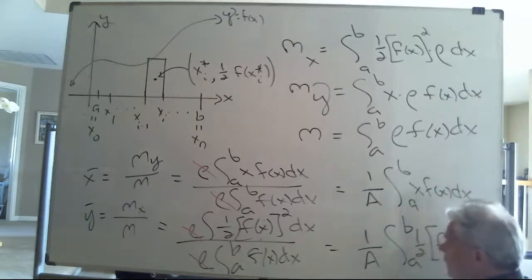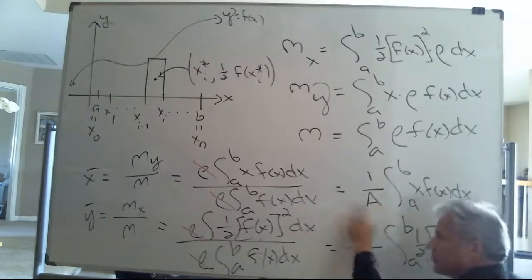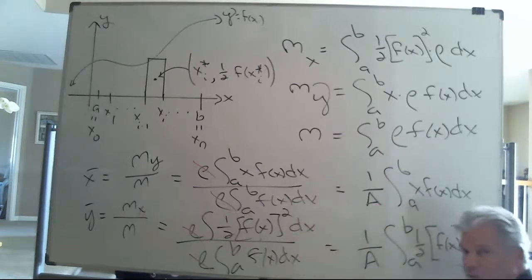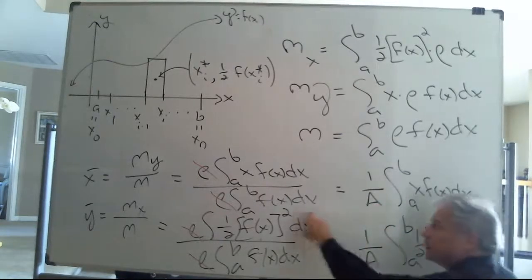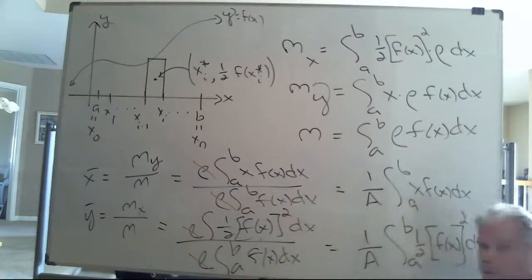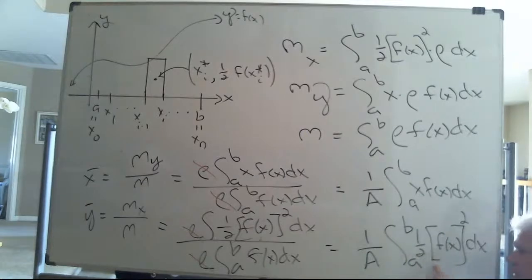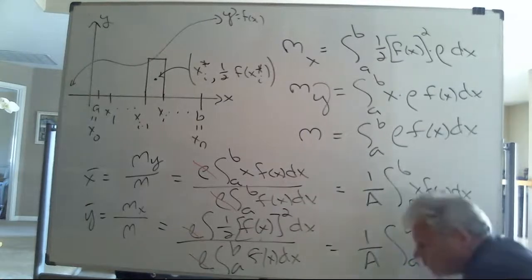Don't take this the wrong way. I'm not suggesting that this is easily computed. You have to compute it by evaluating a definite integral. But in the end, this integral here, as well as this one here, simply represents the area underneath my curve. So here are two useful formulas to come up with a centroid of a lamina.